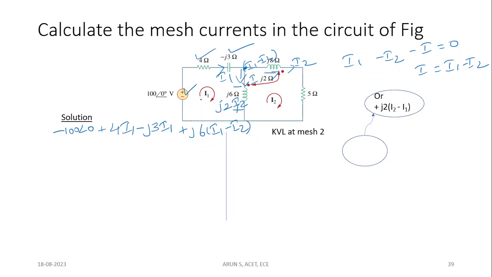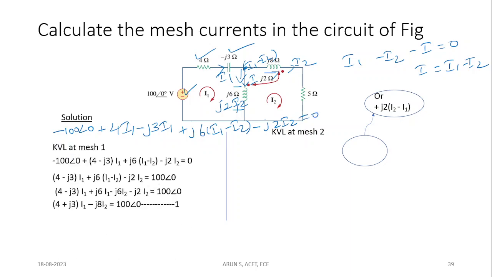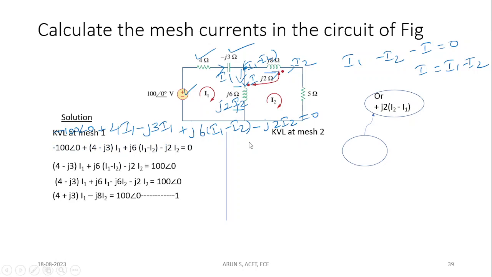If I compare the direction of I1, it is entering negative and leaving positive of the mutually induced voltage. So it does not obey passive sign convention. So minus J2 I2 equal to 0. Let's compare it. Minus 100 plus 4 minus J3 I1 plus J6 (I1 minus I2) minus J2 I2. Okay, it is correct. This is the equation we got. So I am simply rearranging those equations to get this.